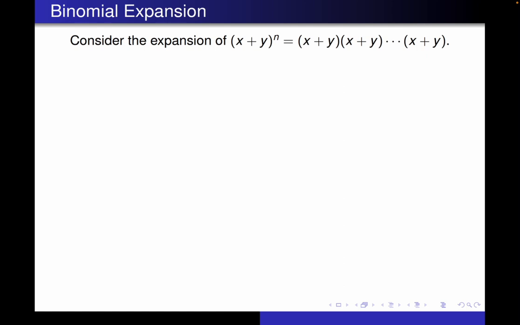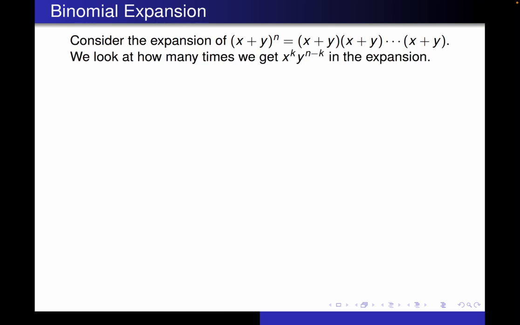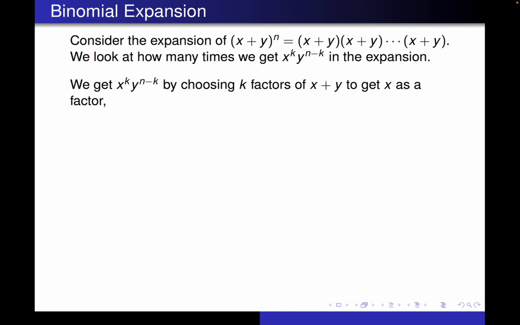All right, so imagine we have x plus y multiplied out n times. We want to find out how many times we get x to the k times y to the n minus k in the expansion. So how do we get any of those x to the k, y to the n minus k? We choose k of those factors. There are n factors altogether. We choose k of them to get x as one of the factors when we multiply it out. And then the remaining n minus k factors of (x plus y), we choose to get y as a factor.